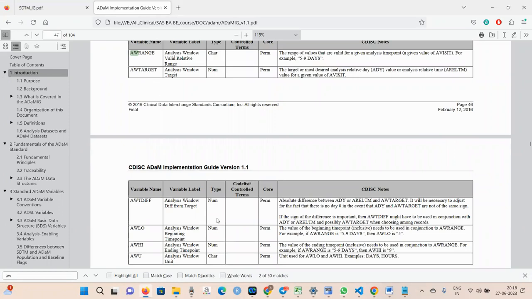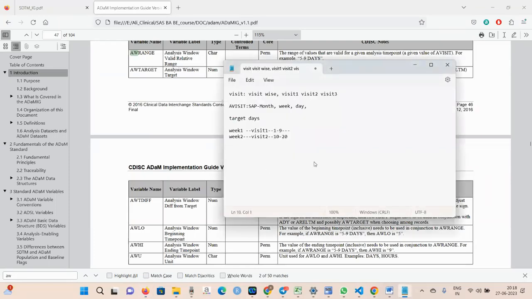the target date minus planned date. For example, here, these are the target days. So this is your planned date, and this is the plan day.